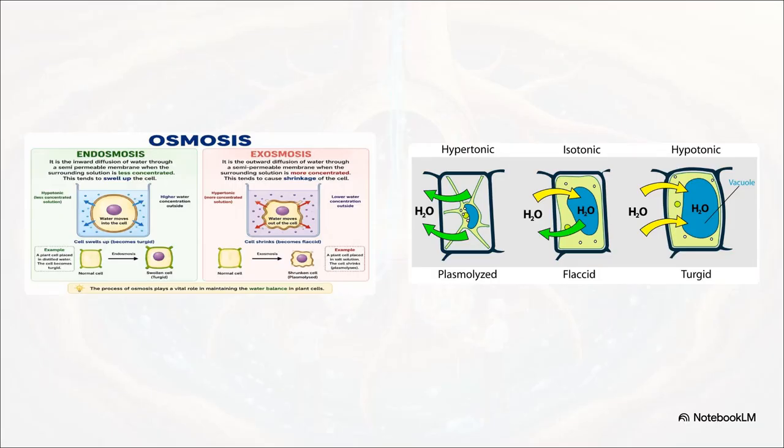Notice the mechanics at play in these diagrams. With endosmosis, water is forced into the central vacuole, swelling the cell until it's fully distended. But with exosmosis, water is forced out of the cell sap, physically shrinking the protoplasm away from the cell wall. You need to know these exact visual mechanics for the exam because they are highly testable.